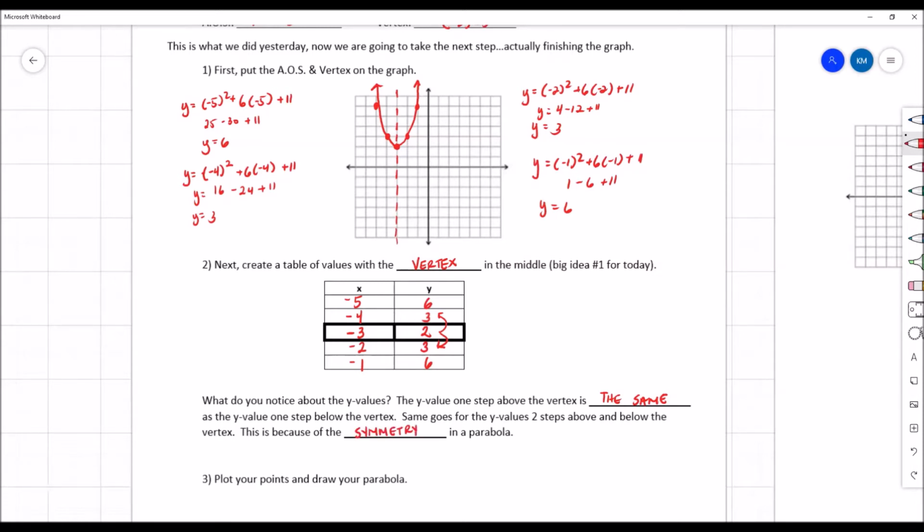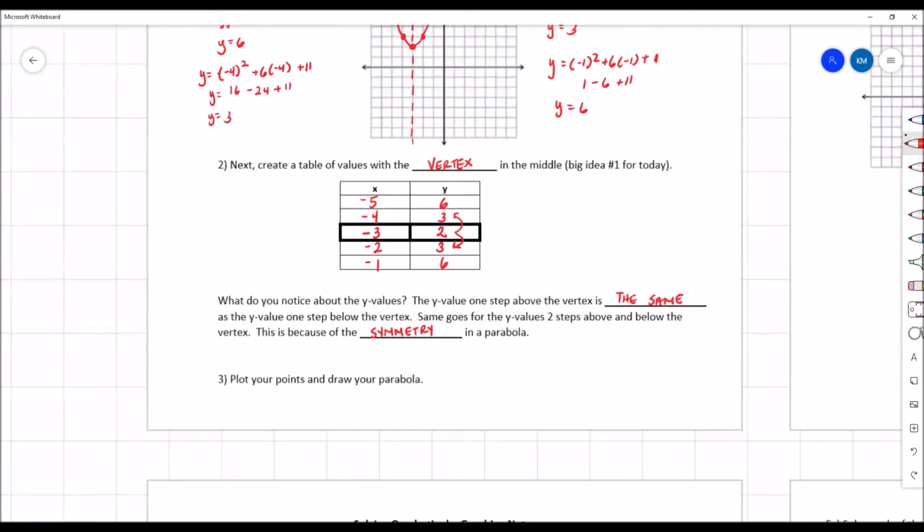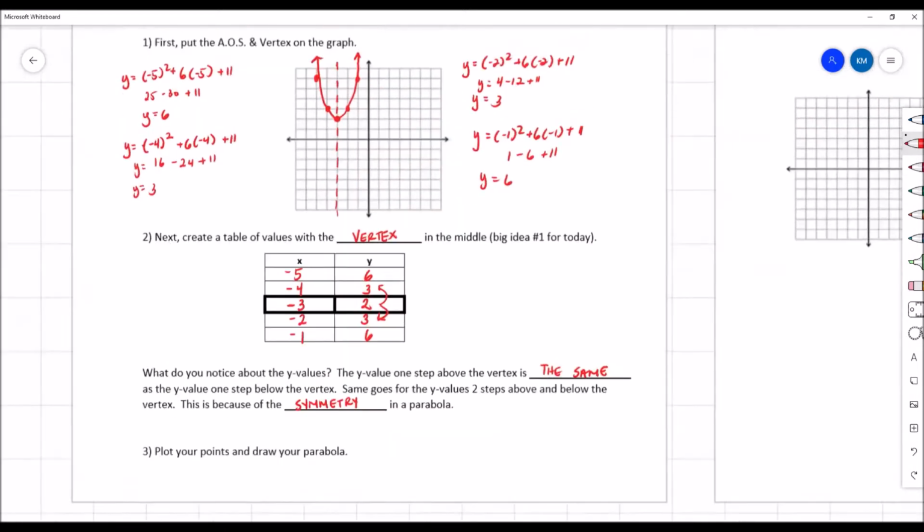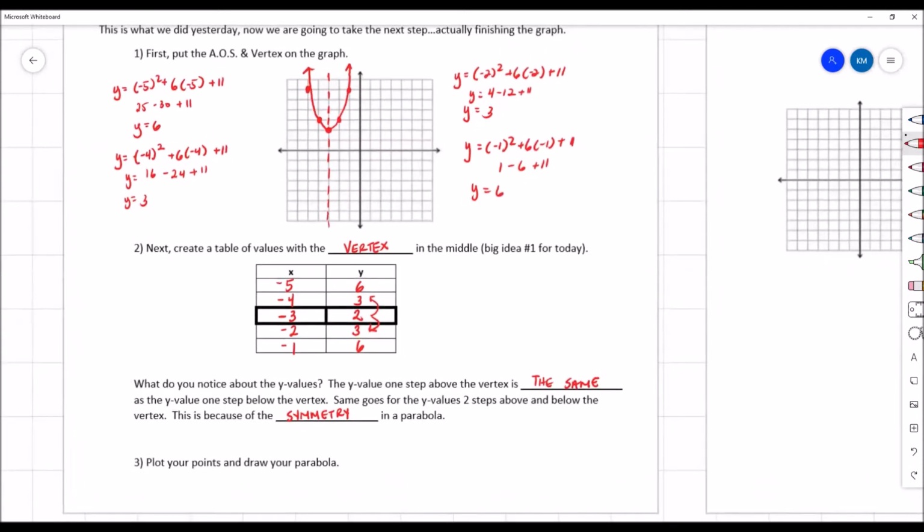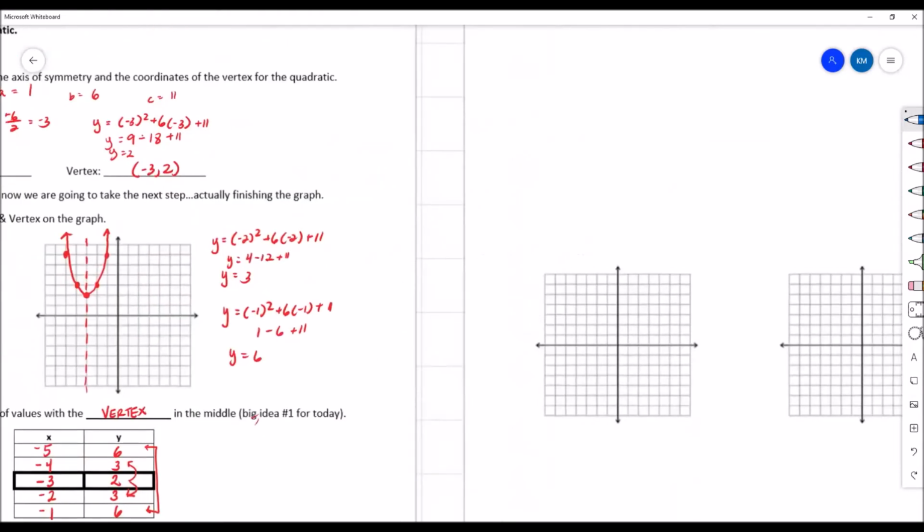Okay, so it says plot your points and draw your parabola. We've already done that. And so you see there is a symmetry. We'll actually use that to cut our work in half. Because if we know that there should be symmetry here, then if we graph one side of the line, we can use our symmetry to copy it over to the other side of the line. And we'll see that in these next couple examples.